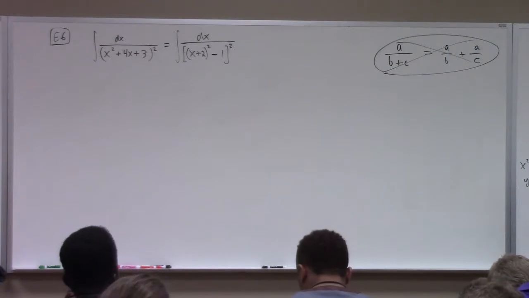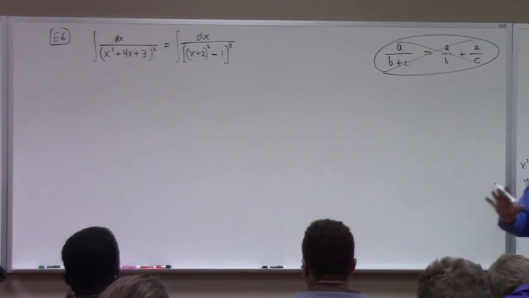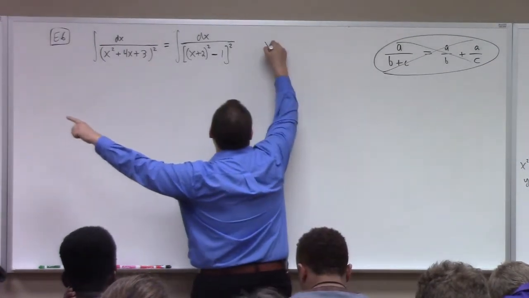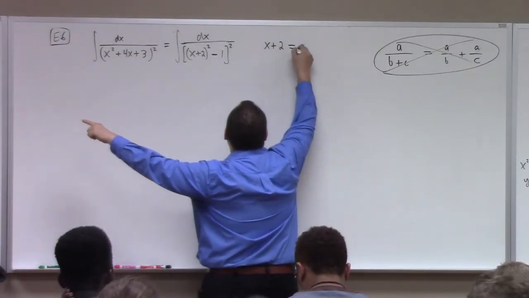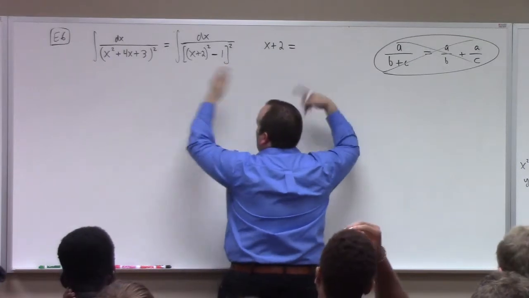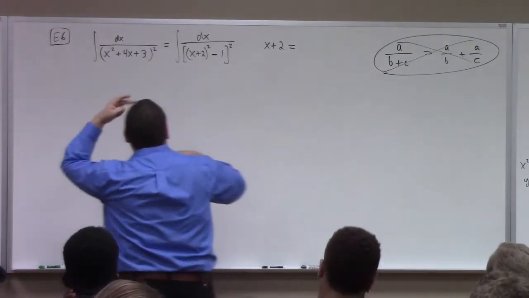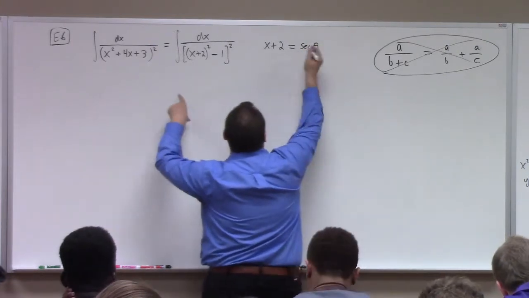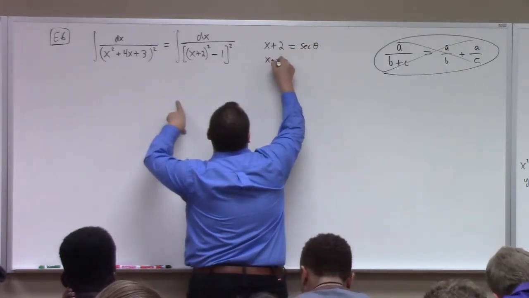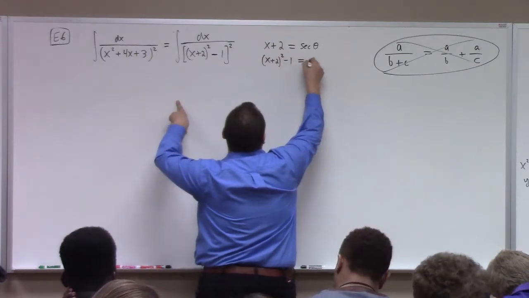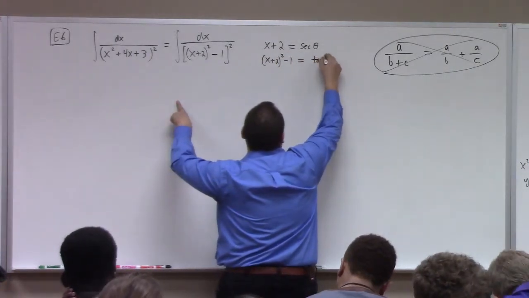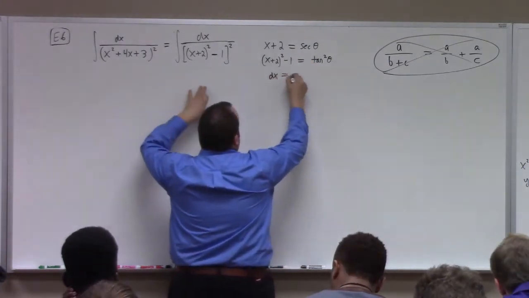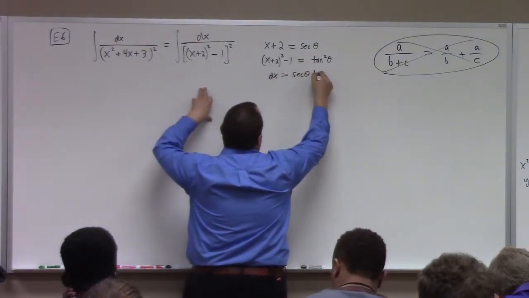Okay. All right, now, secant. We're in secant's house. So what you want to do is let x plus 2 equal to, and I got a 1 here, so there's no funny multiplier, just a plain old secant theta ought to do it. And that will be, so x plus 2 squared minus 1 is going to give me tangent squared theta, right? And my dx is going to give me secant theta tangent theta d theta.